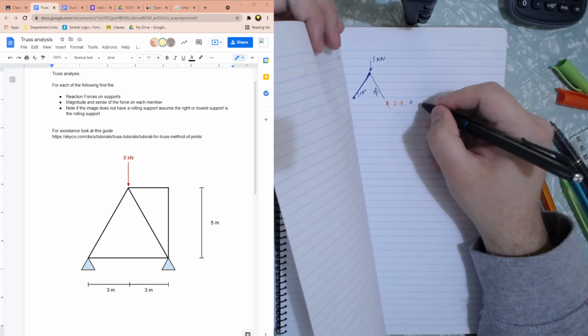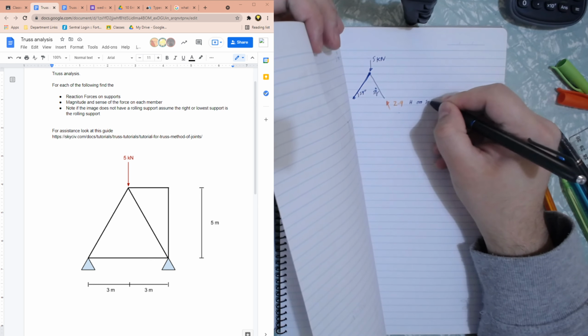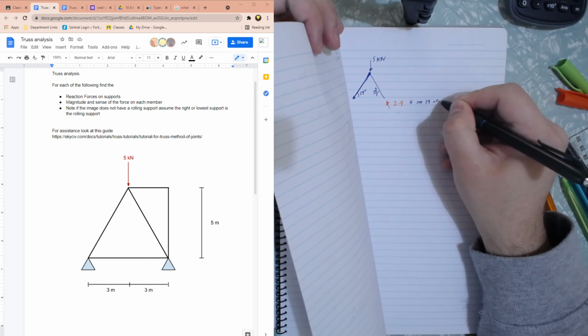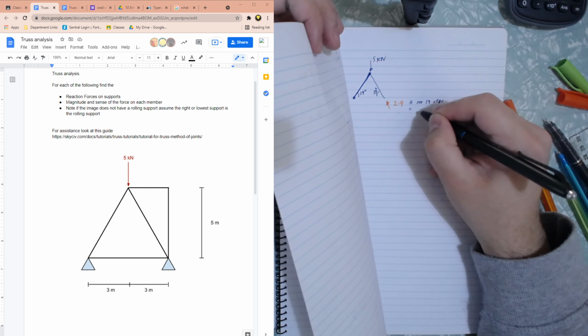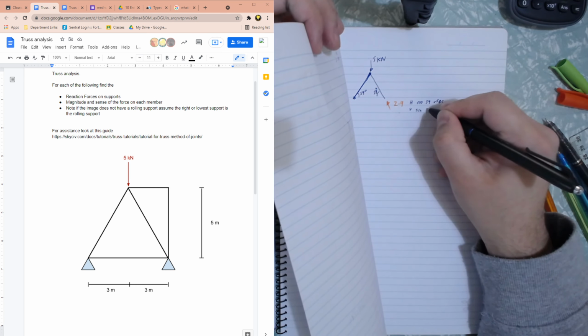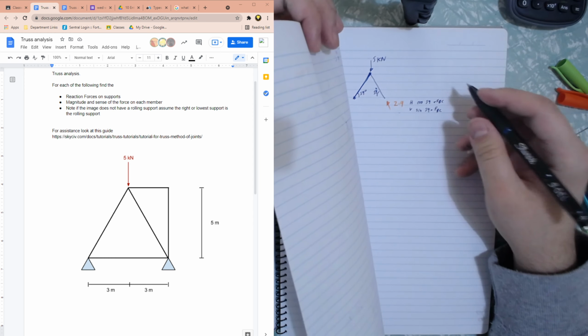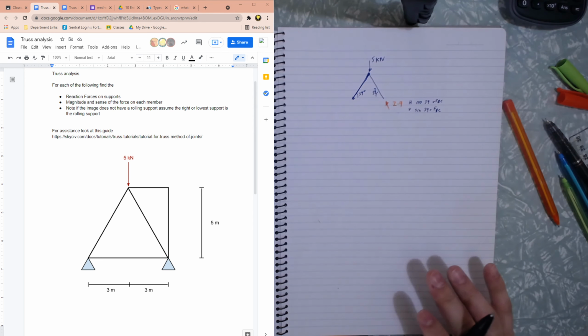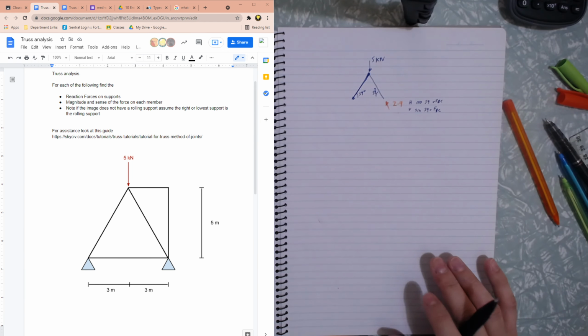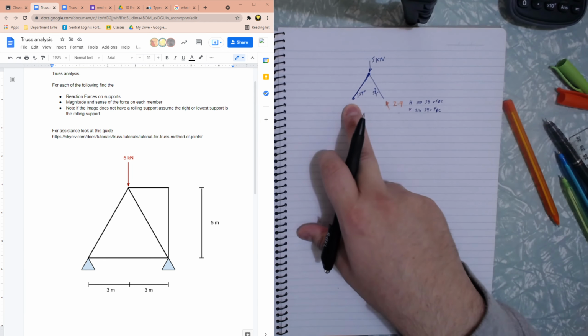For its horizontal, it's going to be cos 59 times FBC. And vertical is going to be sine 59 times FBC. So we already have those equations, so we don't have to do those twice. And this over here is also going to be the same.